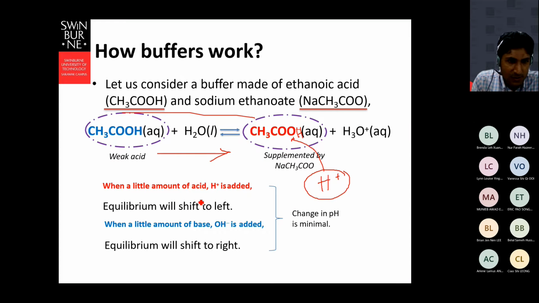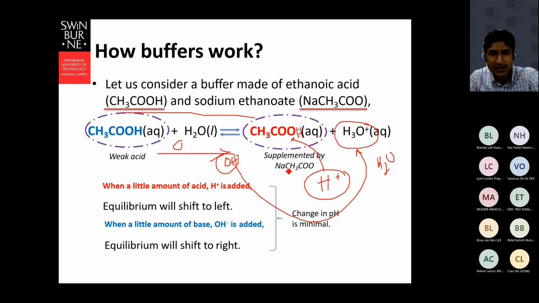If I add hydroxyl ion in the solution, it is going to react with the hydroxyl ion and produce water, right? And that means there is a void here, an emptiness here. To fill up this emptiness, more acid is being dissociated to produce this hydronium ion. So the reaction is going to the right side, moving towards right. So that is how the buffer solution works. It is not that difficult a thing, but this is it.